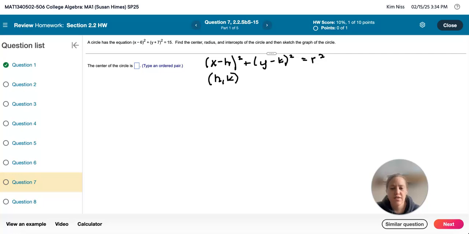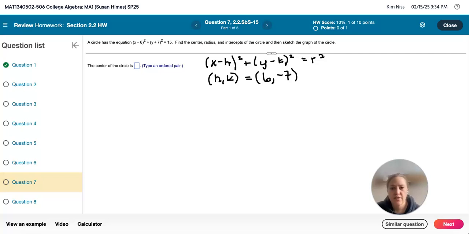And so in this case, we have x minus 6, so 6 is our x value, or our h value there. And then y minus k, but we have y plus 7, so that's the same thing as y minus negative 7. So then we have negative 7 as our k value. So that's the center.